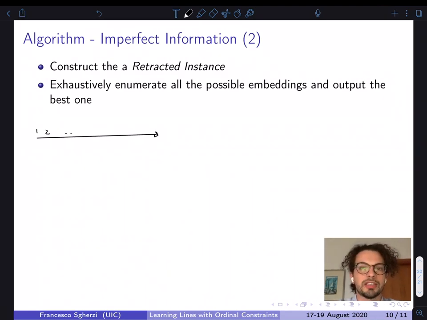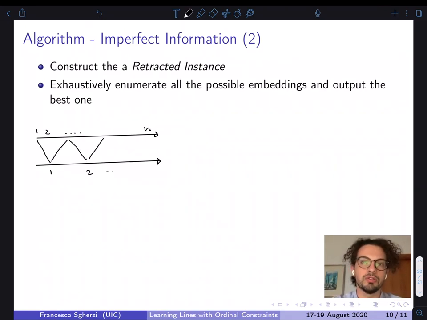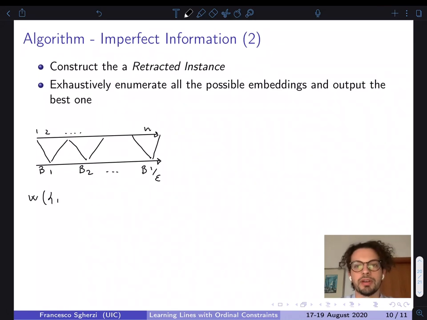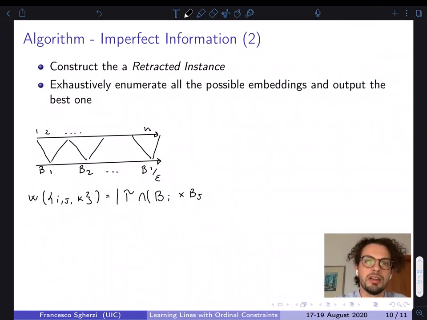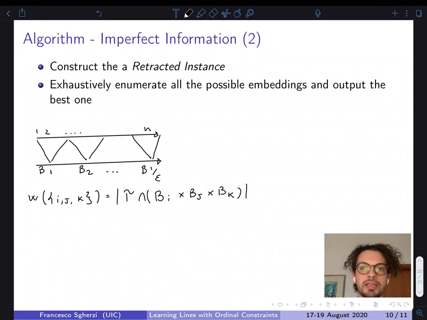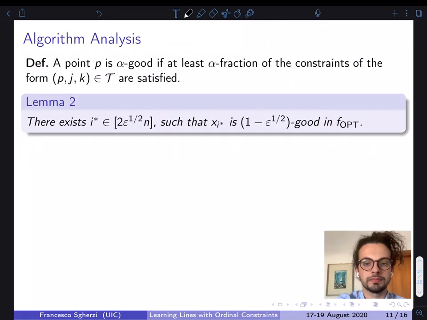Now, we create a smaller, simpler instance, which we call the retracted instance, by assigning n/b contiguous points to b buckets and creating a new set of constraints between buckets which are appropriately weighted by the number of original constraints across the involved buckets. Finally, since the number of buckets is now constant, we enumerate exhaustively all possible embeddings, all possible solutions, and we output the solution that minimizes the weight of the violated constraints.